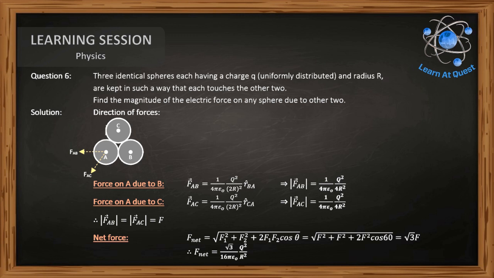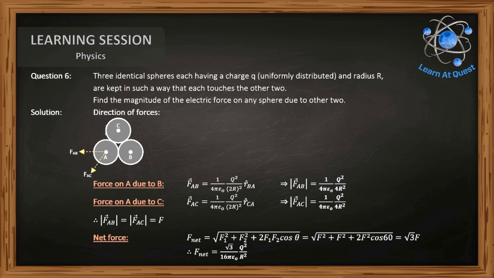Let us now find each of the magnitudes. The magnitude of force on A due to B is equal to FAB, which equals 1 by 4 pi epsilon naught, the product of the two charges, which is q multiplied by q, that is q square, divided by 2r whole square. Now here, the distance between the points A and B is twice the radius of each of the spheres. So that is why the distance is 2r.